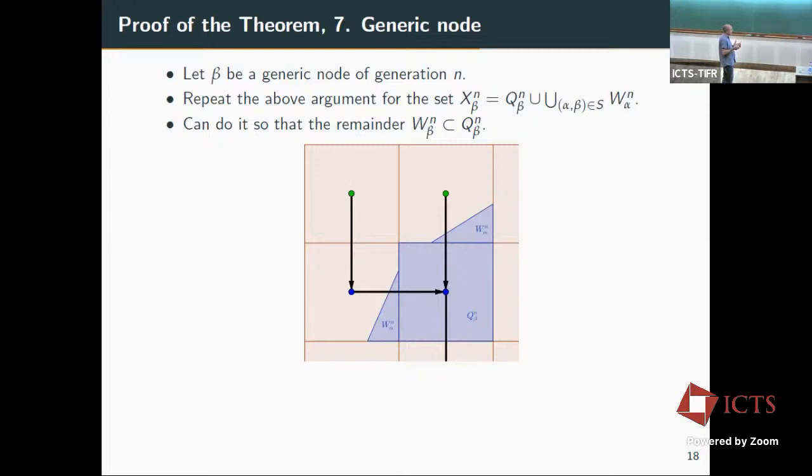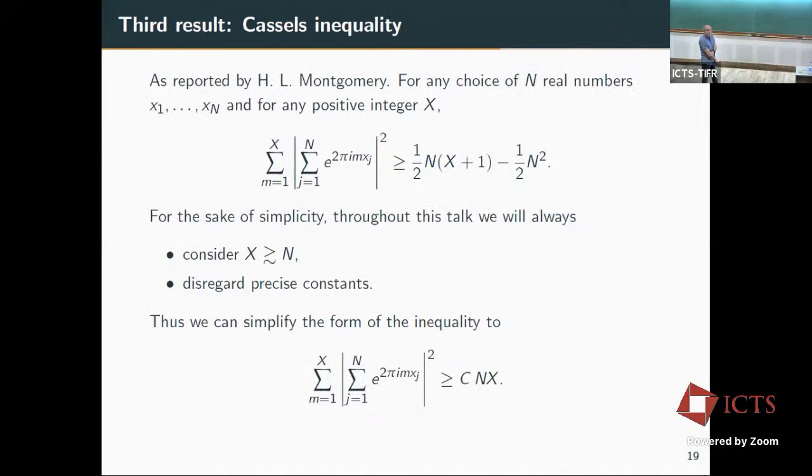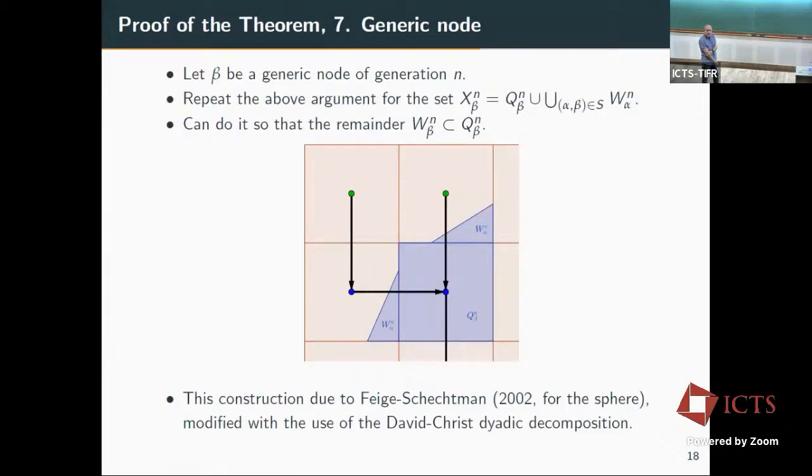So the idea is dyadic decomposition plus putting some ordering in your dyadic cubes. This idea appeared in the Feige-Schechtman paper in 2002, where it was done for the sphere. And what they didn't need was, of course, the dyadic decomposition. You can do it with other arguments. And so what we did here was by using these methods of dyadic decomposition.